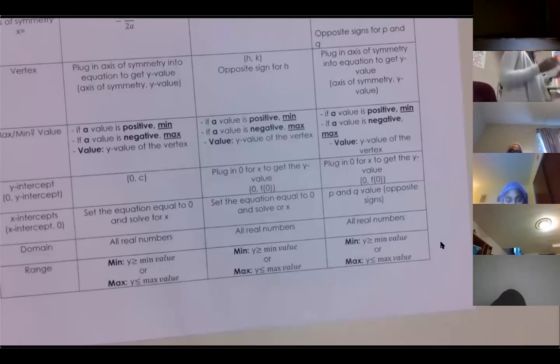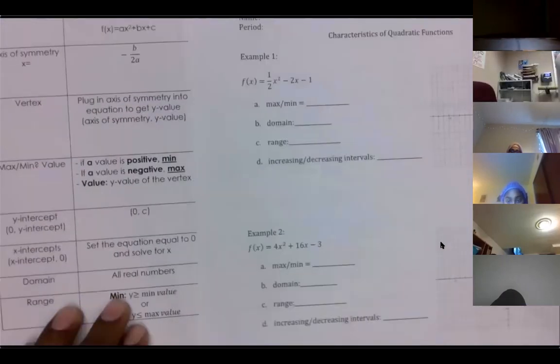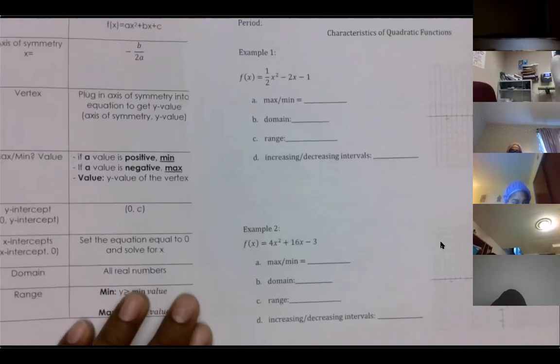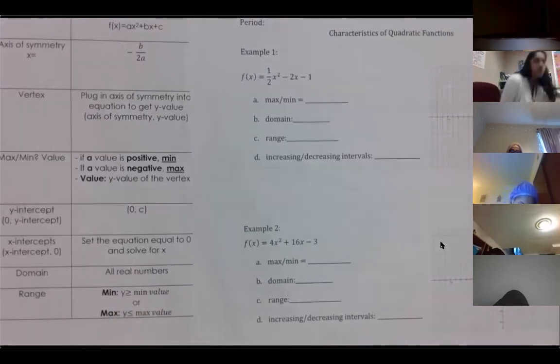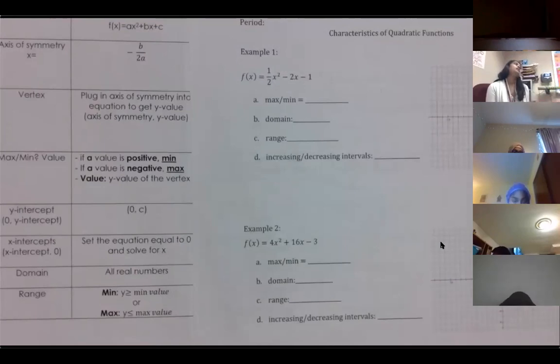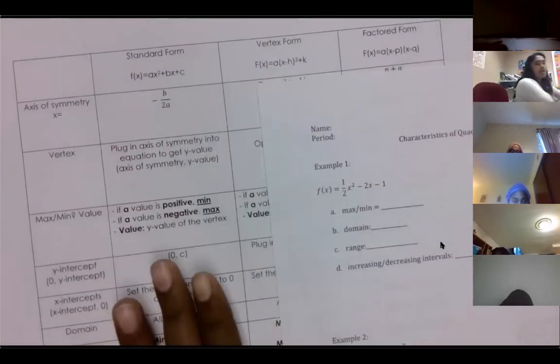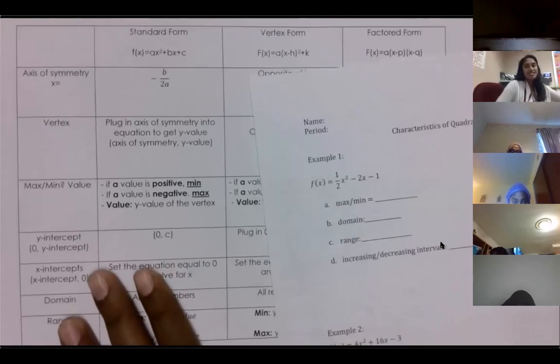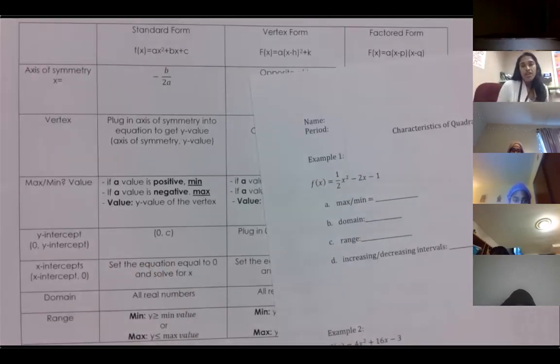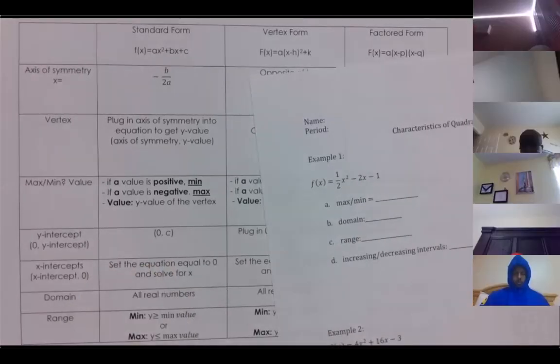All right, let's go and get started. Example 1, I've got 1/2 x squared minus 2x minus 1. First question, what format is this equation written in? Is it standard form? Is it vertex form? Or is it factored form? So if you look at the top of your cheat sheet, it has all the formulas for you. So I need you to tell me which format this is in. What do you think, Christian?